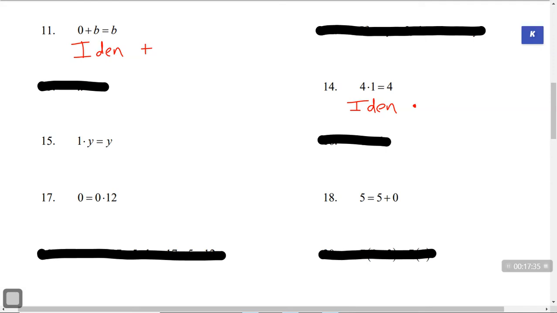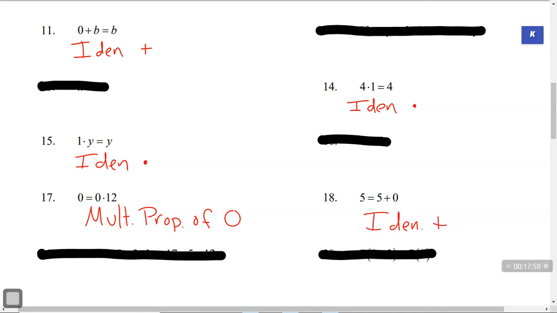15, 1 times y is y. We did not change the identity of our multiplication there. y did not change its identity. And then anything times 0 is always 0. That is our multiplicative property of 0. And then 5 plus 0 is still 5. 5 did not change its identity, and this time we're looking at the identity property of addition.